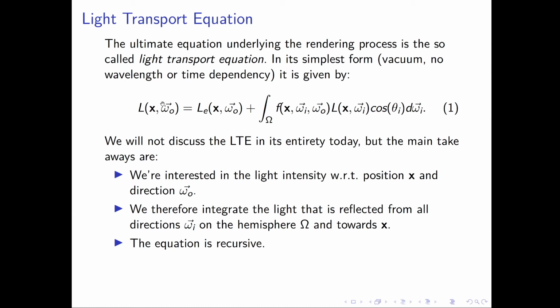So the light transport equation tells us the light intensity, or the radiance, that is reflected into direction omega O from surface point x. And in order to determine this, the light reflected off of surface point x, we have to integrate over the whole hemisphere above x and recursively determine light from all possible incoming light directions and from all potential surfaces that reflect light into the direction of x.